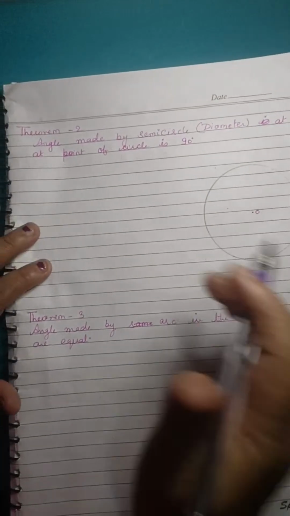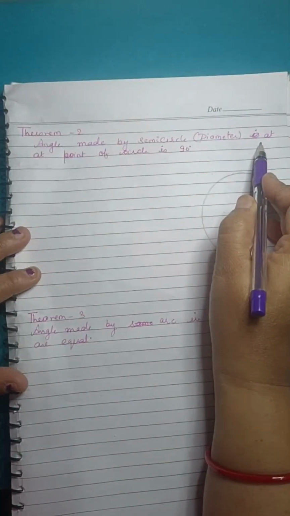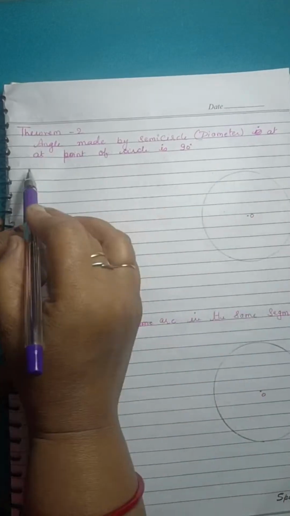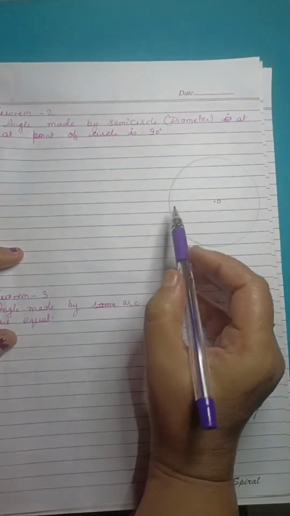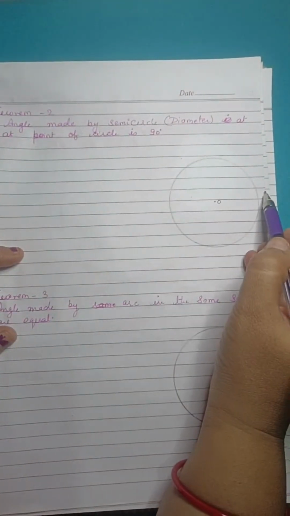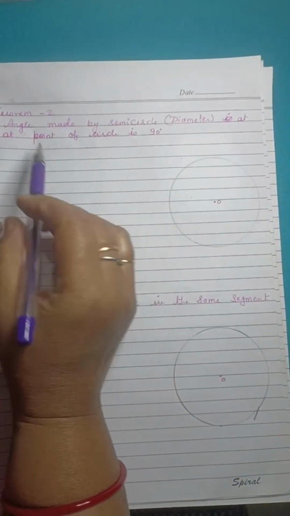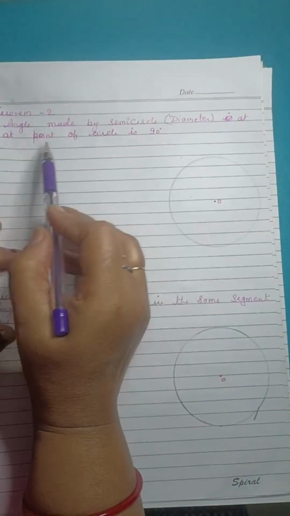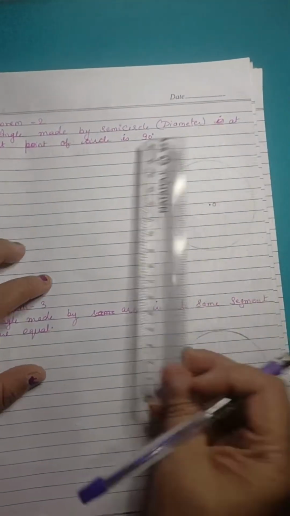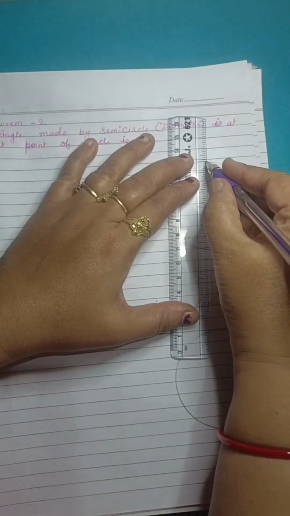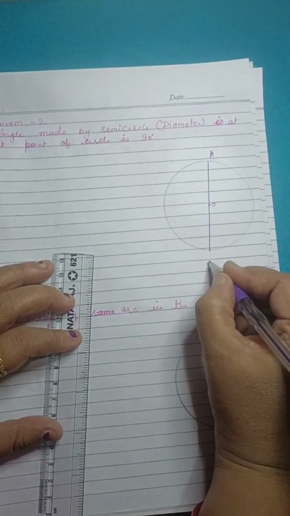Theorem 2 says the angle made by a semicircle. When will a semicircle form? When you connect a diameter, the angle made at any point of the circle is 90 degrees. Okay? So at first we have this circle, right? This is the center of the circle. The second theorem says the angle made by a semicircle at any point of the circle is 90 degrees. So at first we are going to connect this diameter. Say we have connected the diameter which is AB, right?